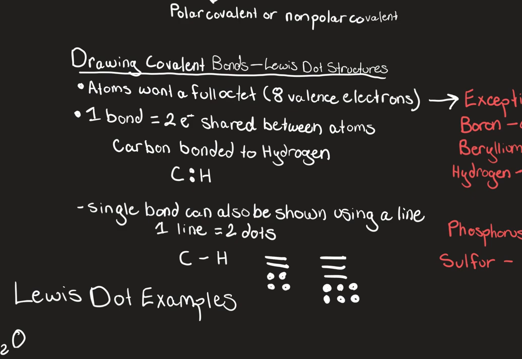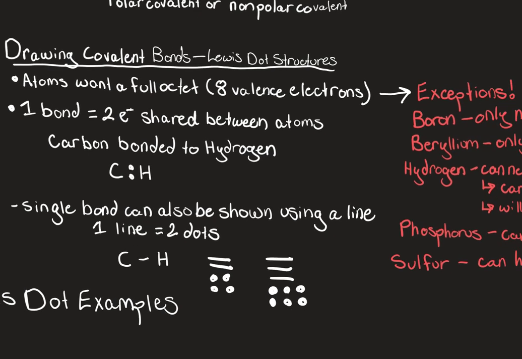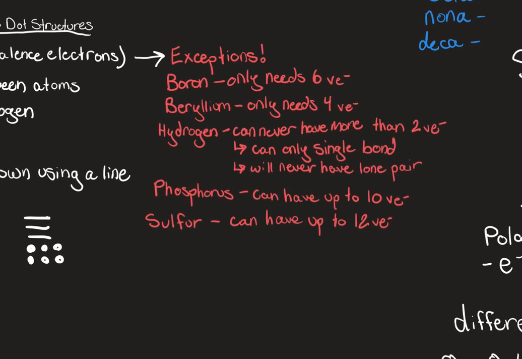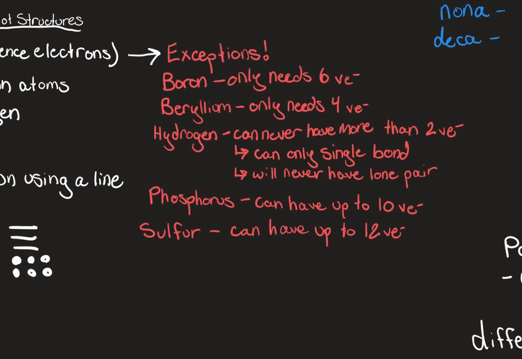It's important to note, though, that we do have exceptions, okay? We've talked about these in class. So this should not be the first time we've done practice problems with them. But these are really important. So boron only needs 6, okay? Boron can have 6 valence electrons, and it can be happy. Beryllium only needs 4, okay? Beryllium only needs 4.